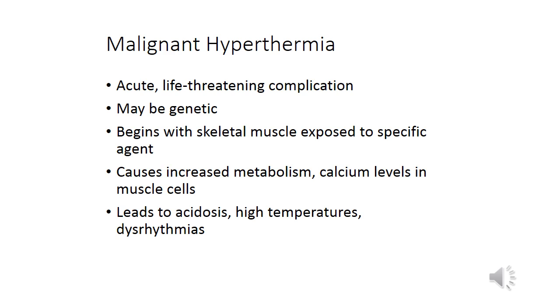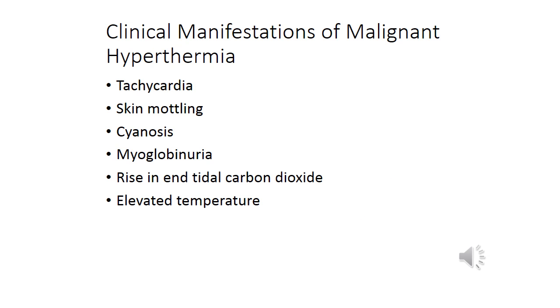Malignant hyperthermia is an acute, life-threatening complication of certain drugs used for general anesthesia. The reaction begins in skeletal muscles exposed to specific agents, causing increased calcium levels in muscle cells and increased muscle metabolism. Serum calcium and potassium levels are increased, as is the metabolic rate, leading to acidosis, cardiac dysrhythmias, and a high body temperature.